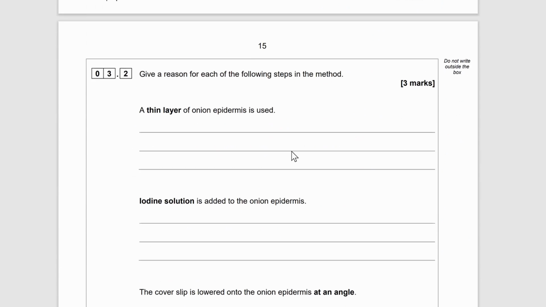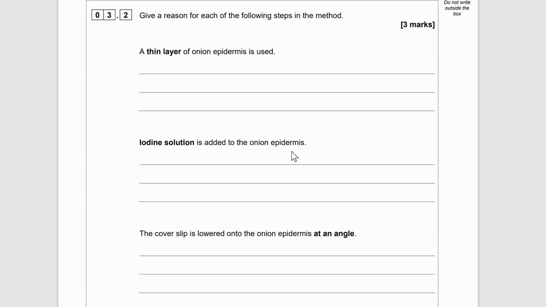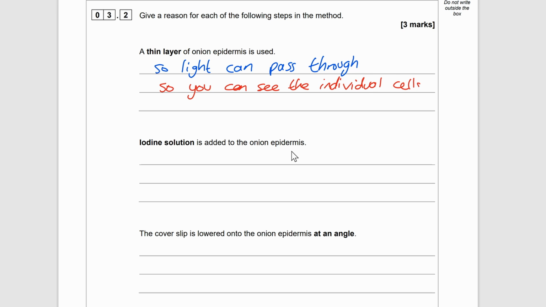Okay, question 3.2. Give a reason for each of the following steps in the method. A thin layer of onion epidermis is used. We need to have a thin layer so light can pass through the tissue. The other reason why you want a thin layer is so you can see the individual cells. It's important that we say the individual cells because having a thicker layer will make it difficult for you to see separate cells.